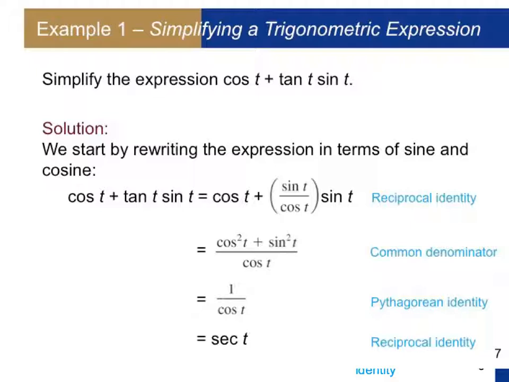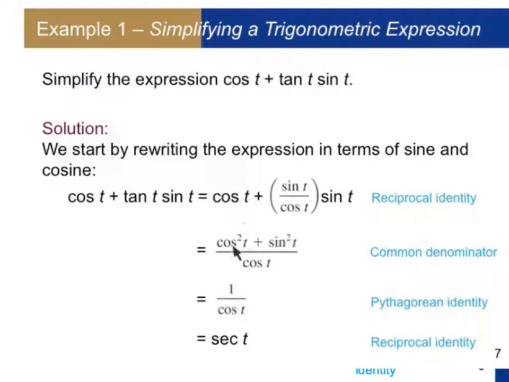Okay, so let's look at an example expression to simplify. Cosine of t plus tangent of t times sine of t. We know that tangent is sine over cosine, so we substitute tangent of t with sine of t over cosine of t. Now we want a common denominator here, right? So this is sine squared of t over cosine of t if we multiply that out. So we put the cosine as cosine squared over cosine, so now we have a common denominator of cosine of t.